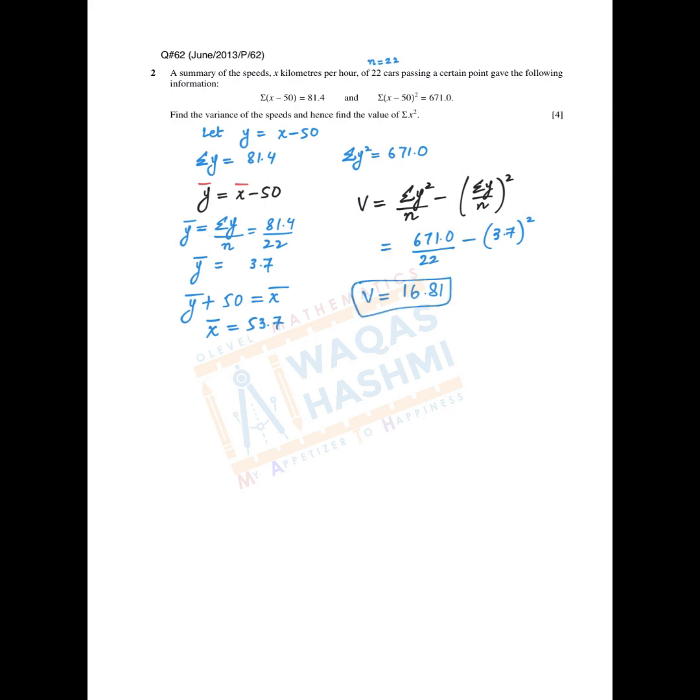Now again with the working formula of variance, I can say that variance is equal to summation of x square divided by n minus x bar whole square, that is the mean of x, right? The value of variance 16.81 equals summation of x square, which is what we are looking for, divided by n, which is 22, minus, now this value we have, 53.7 whole square.